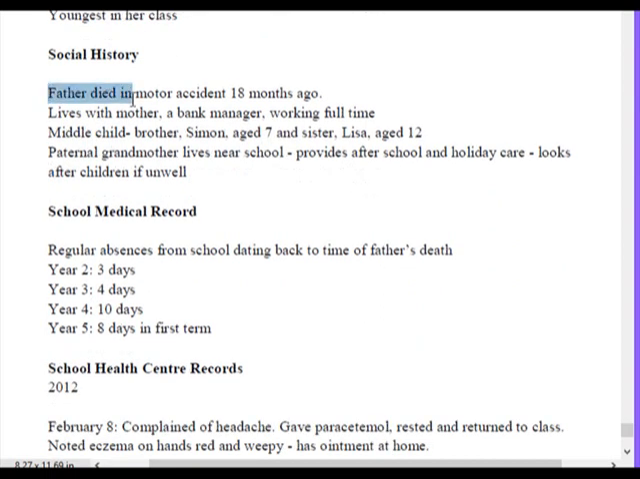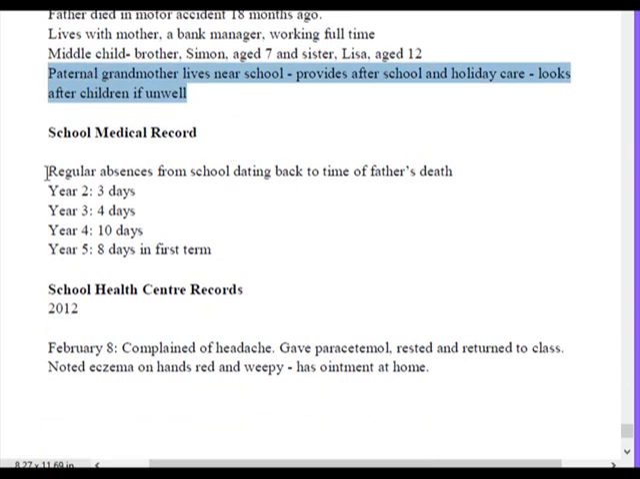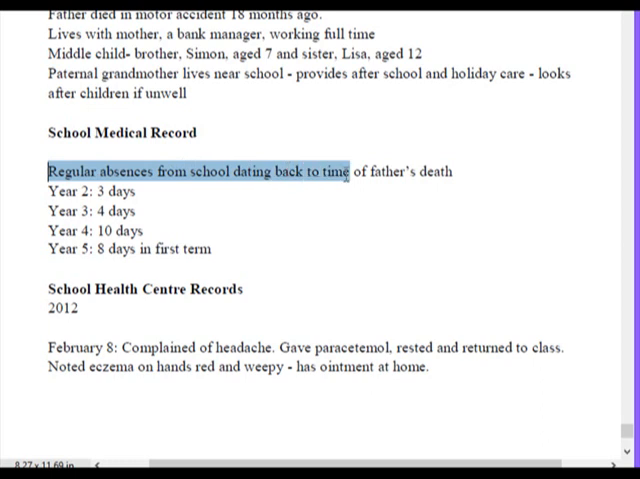So social history, father died in a motor accident 18 months ago, so that is 1.5 years ago. This is very important. Lives with mother. Bank manager may not be important, but working full-time, yes, it is important. Middle child, brother Simon, sister Lisa, not important. Paternal grandmother, lives near school, provides after school and holiday care, looks after children if unwell. I would say that's not too important. Regular absences from school dating back to time of father's death.